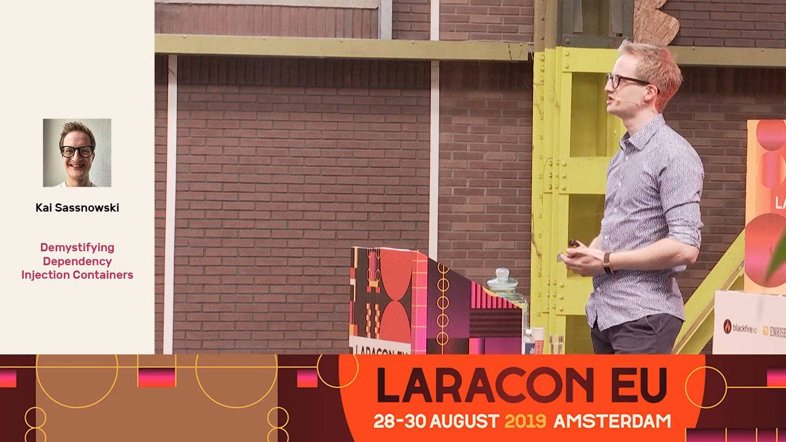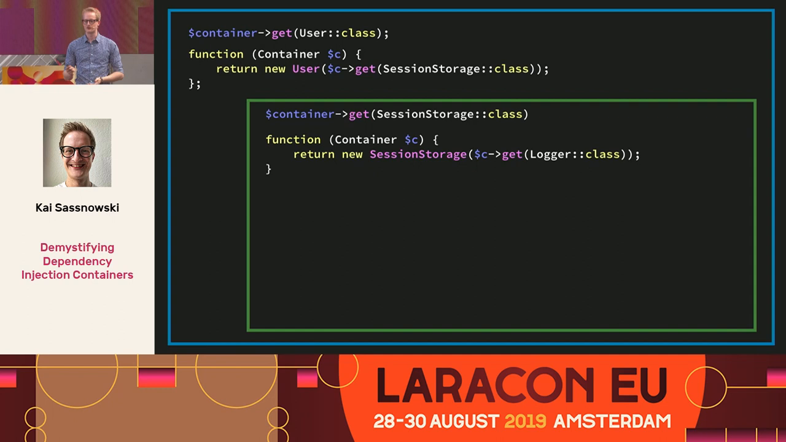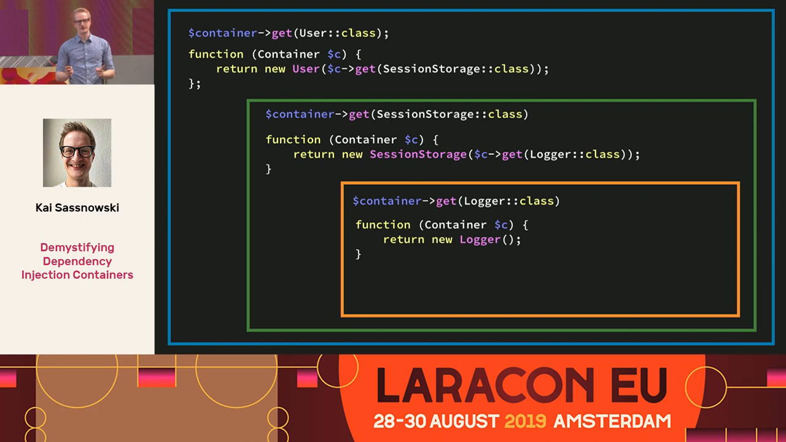I need to create a session storage instance, but before I can do this, container, I'm going to need you to get me a logger interface. So here's our second recursive call. And now, here's our base case. Recursion always needs a base case, otherwise your computer's going to explode, right? Otherwise, you get infinite recursion. In our case, a base case is when we have a class that has no further dependencies, because then we don't have any need of going back to the container to resolve anything more. We can simply call new logger. So this is the base case, which means the innermost container get call can now simply return the logger instance.